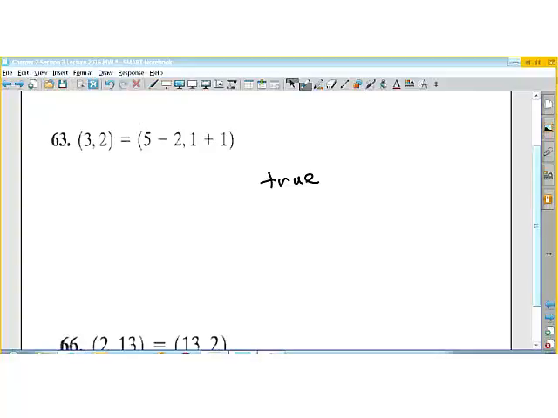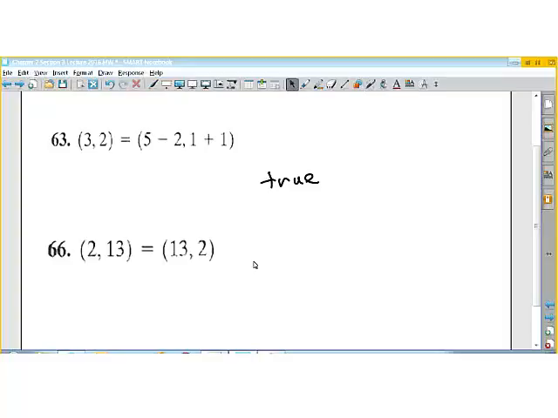Now the second one, which I'm going to pull up so you can see it better, is just asking you whether order is important or not. There's no calculation to do. They're already numbers. So is 2 comma 13 equal to 13 comma 2? And the answer is no.